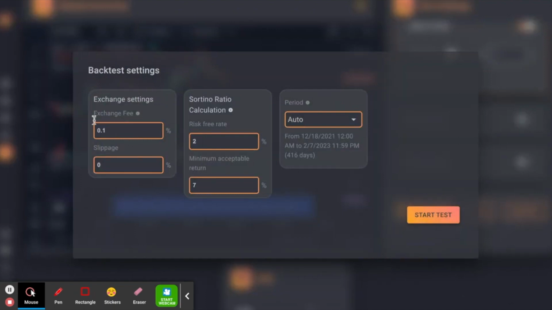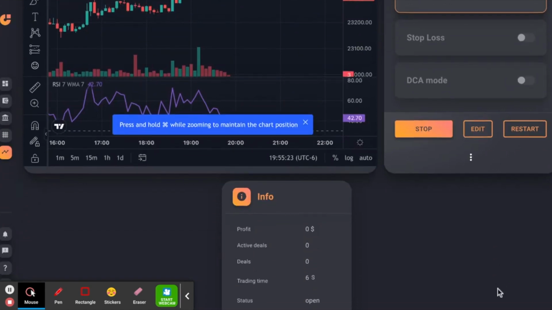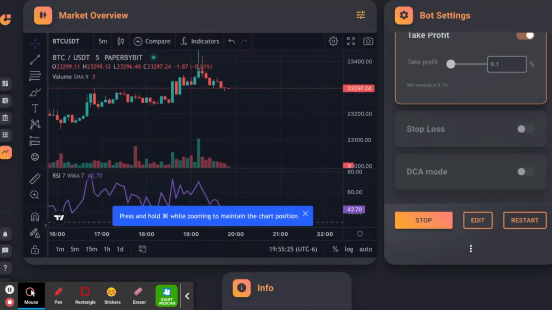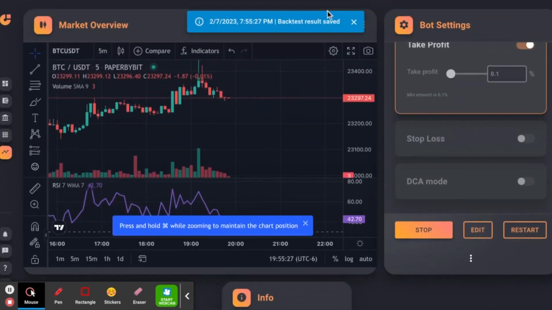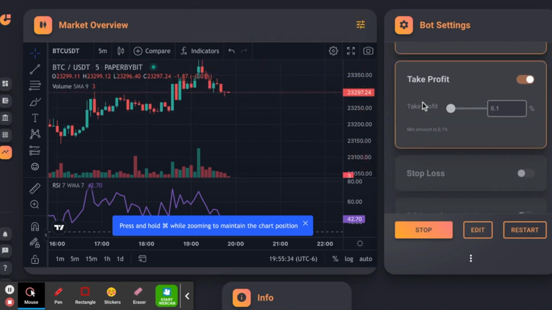So you have exchange, your exchange fee, you type that in. Slippage, you have that. You have all of these different things, period, your auto. You can start testing it. What you end up having is back tested results saved. So I'll go show those to you here in a bit.